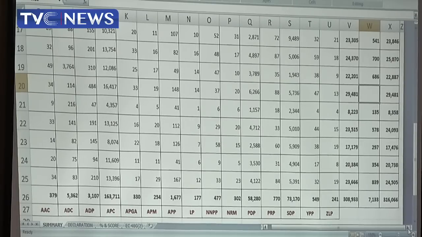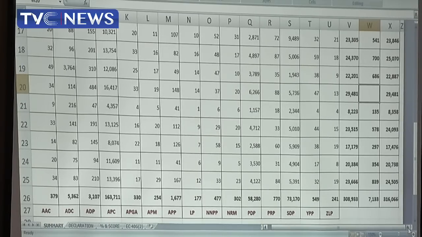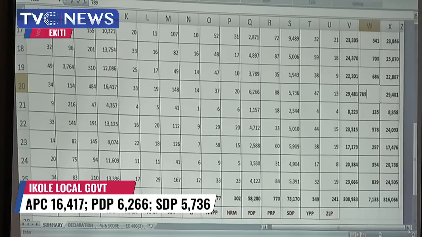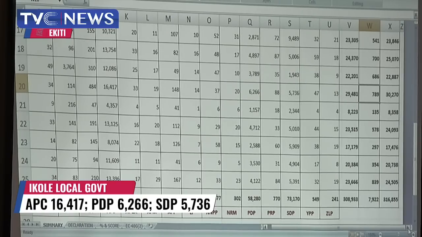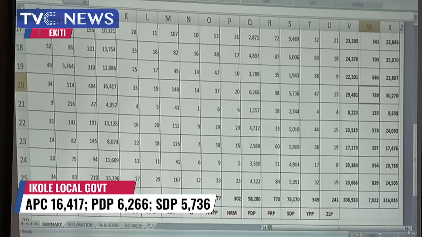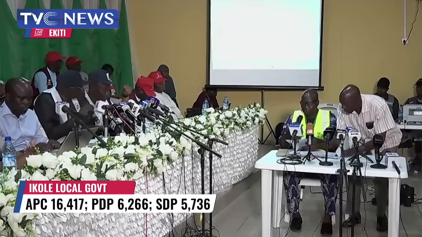Total valid votes: 29481. Rejected votes: 789. Total votes cast: 30270. There are 11 PWD voters, people with a disability, cutting across visually impaired 5, mobility or physical disability 5, hearing 1, totaling 11. There is no case of cancellation. Thank you, sir. Did you mention rejected votes? Rejected votes: 789. Okay. Thank you very much, Prof. Any record of cancellation? No cancellation.